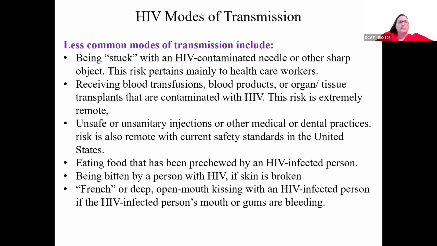So we have to be very careful with needles and sharps. Also, receiving a blood transfusion, blood products, or organ or tissue transplants that are contaminated with the HIV virus. This is an extremely remote risk. What they mean by extremely remote is a very, very small, unlikely way, okay? Because everything is tested nowadays, and we're going to talk about that.